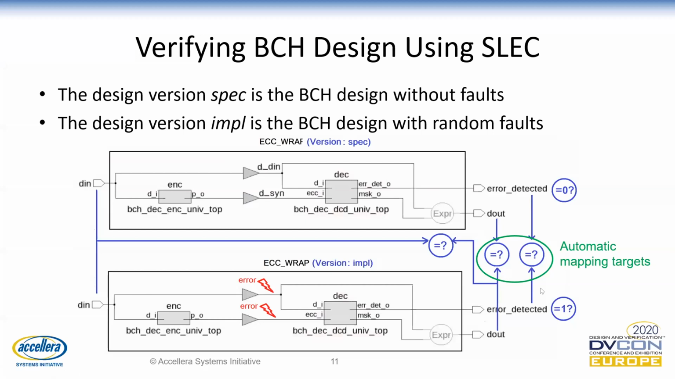To completely verify the functions of BCH, the default mapping targets are not enough. We have to verify that dout in the inj version with faults injected is equal to the din, and we also need to verify that error_detected equals 0 for the spec version without faults and equals 1 for the inj version with faults.